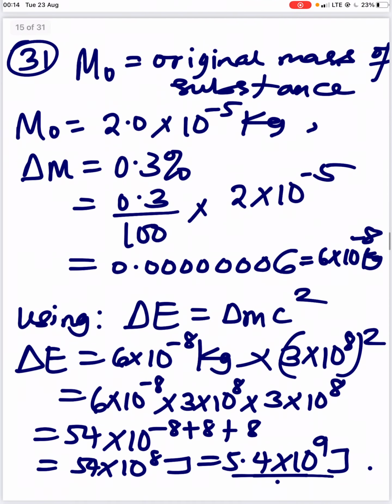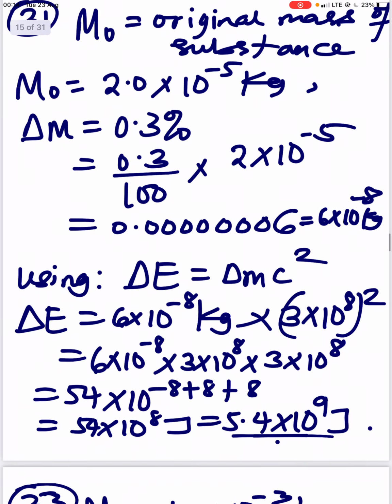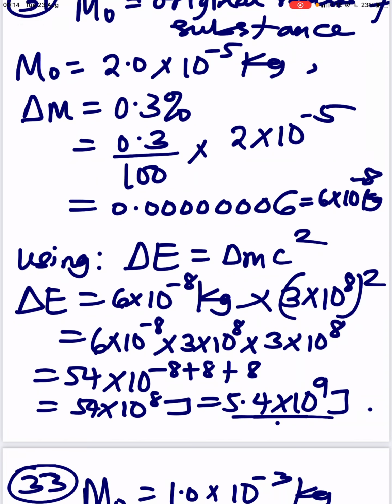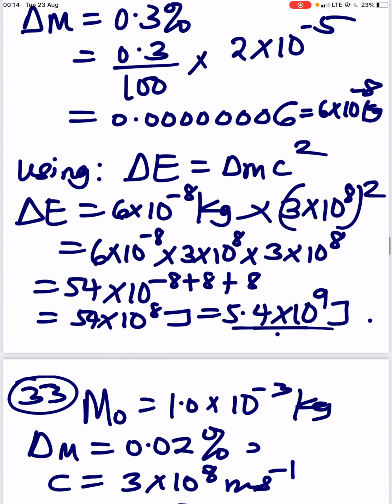The loss in mass is 0.3%, meaning that the loss in mass is 0.3 over 100 times 2 times 10 raised to the power minus 5. That gives us 6 times 10 raised to the power minus 8 kg. Using Einstein's law of mass defect, energy produced or released is equal to mass times c squared.